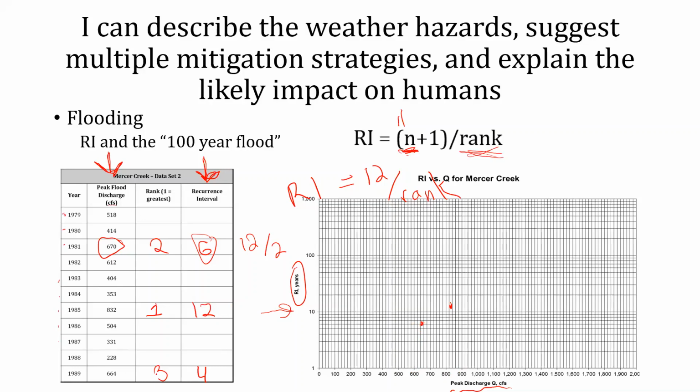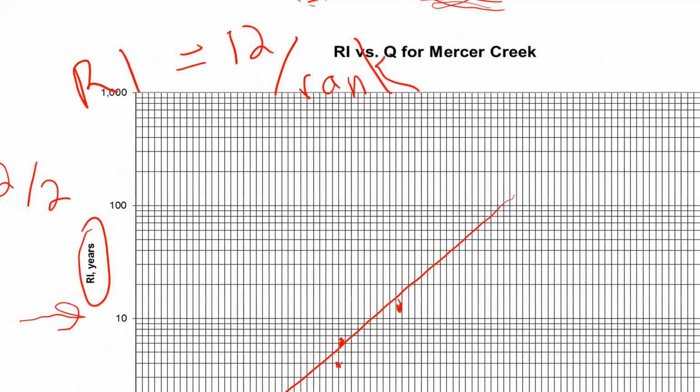And I'll go ahead and do one more. For this one, the recurrence interval is 4, and this is 664. Actually, I'm really close to here. 2, 3, 4, about like that. So you are going to plot as many points as you're given. And then you need to draw a straight line, just your best fit straight line, connecting those. I do recommend using a straight edge.